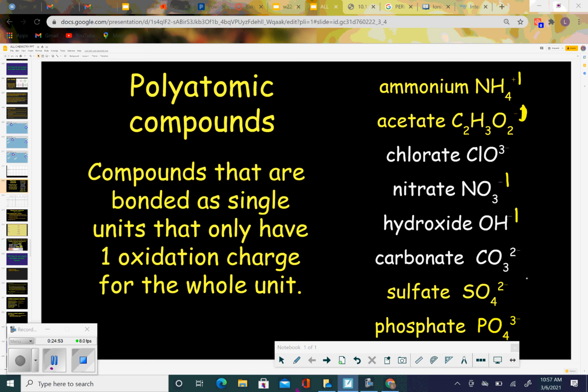Remember, if it is a negative, it is a nonmetal. If it is a positive, it is a metal. So this one is the only metal here. All the rest of them are nonmetals.